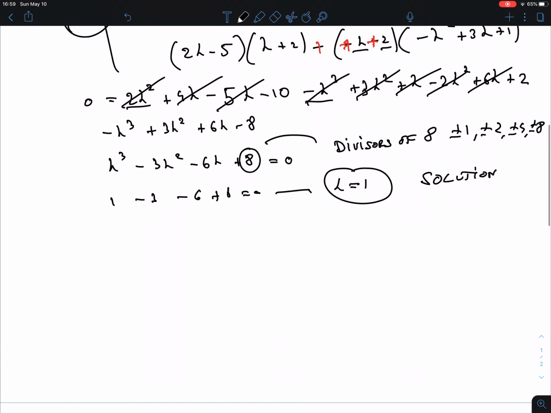That means that lambda minus 1 divides this polynomial. So I can do long division. Unfortunately, normally I ask somebody to tell me where to write everything, and I'm not, so okay, I'm going to do the long division. I want to do it my way, but then that's not helpful for you guys.